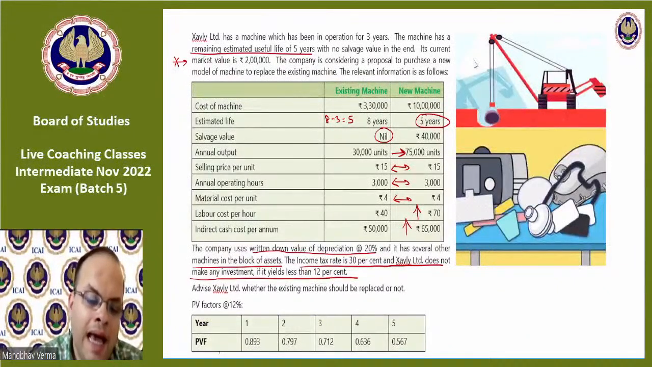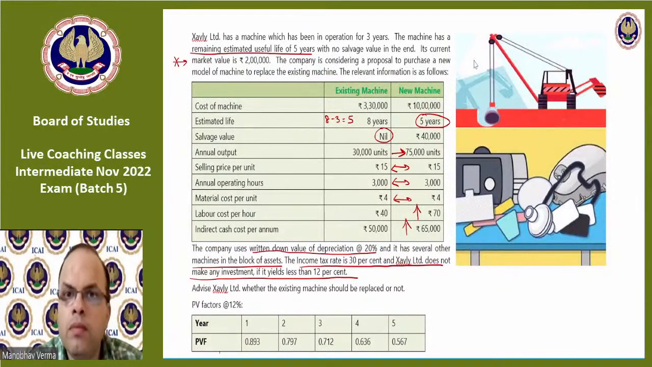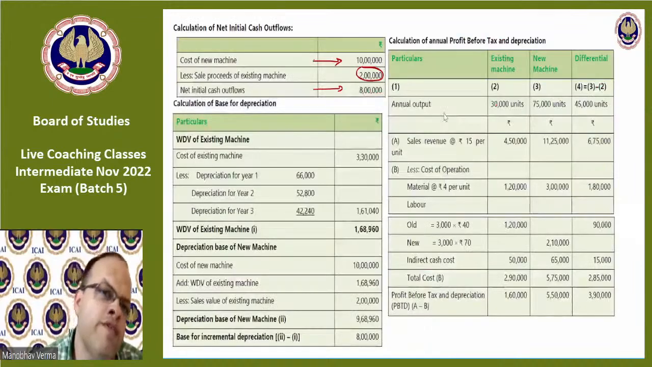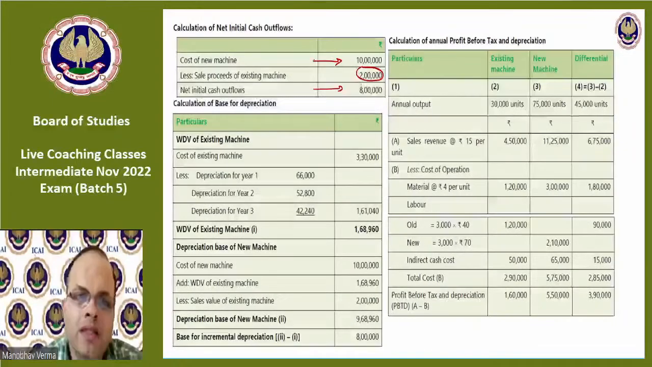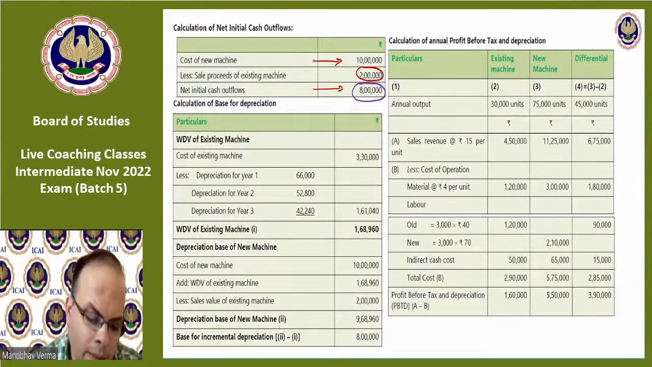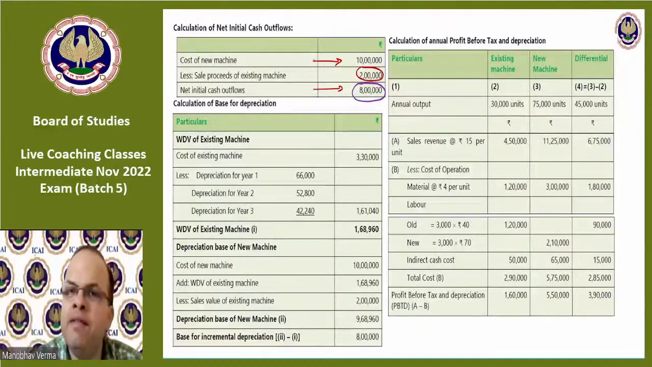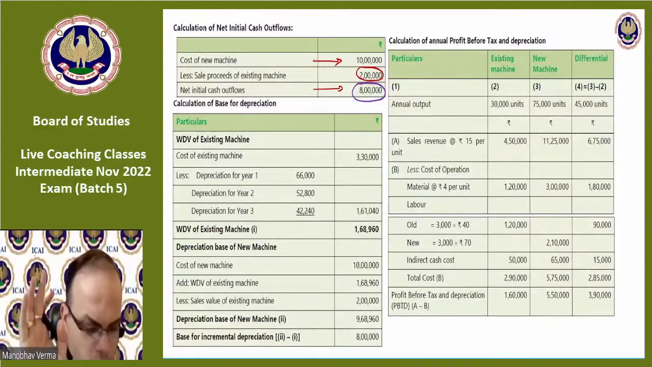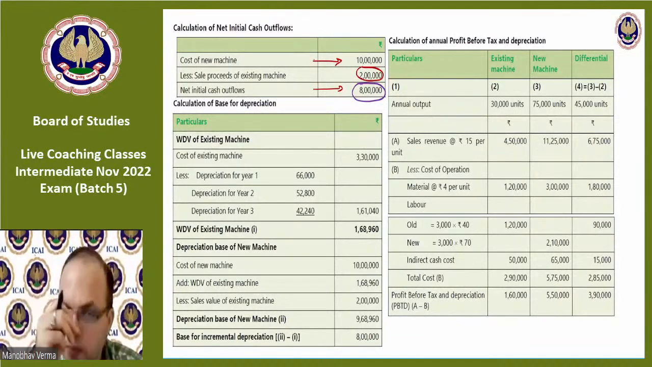So guys, can you please confirm that everyone is okay with the first part of the question, that my initial outflow is 8 lakhs, so that I can proceed to explain this illustration. Till 8 lakhs, everyone is on the same page. Can we proceed?